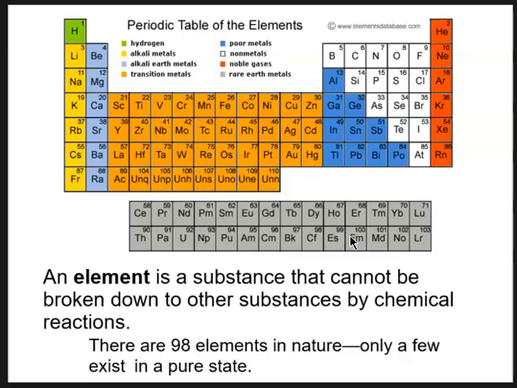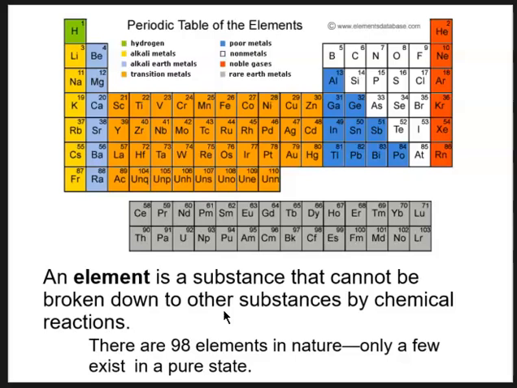Okay, so back to my salt rock. My salt rock is made up of two elements, sodium and chlorine. So sodium is right here. Its chemical symbol is Na, and chlorine is over here. Its chemical symbol is Cl. Okay, so my rock, which is matter, is made up of elements, sodium and chlorine.